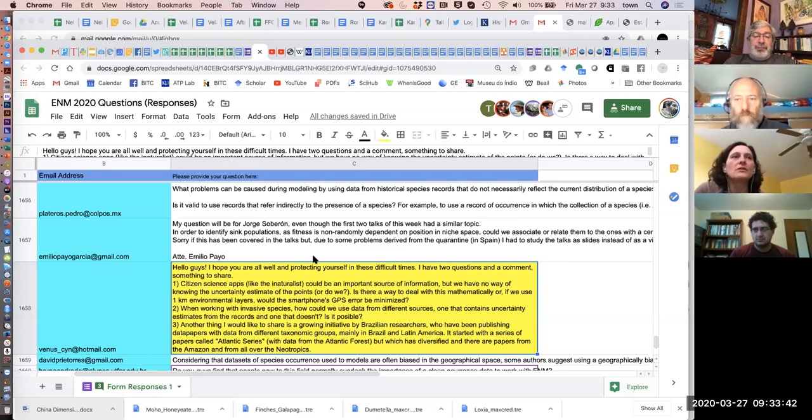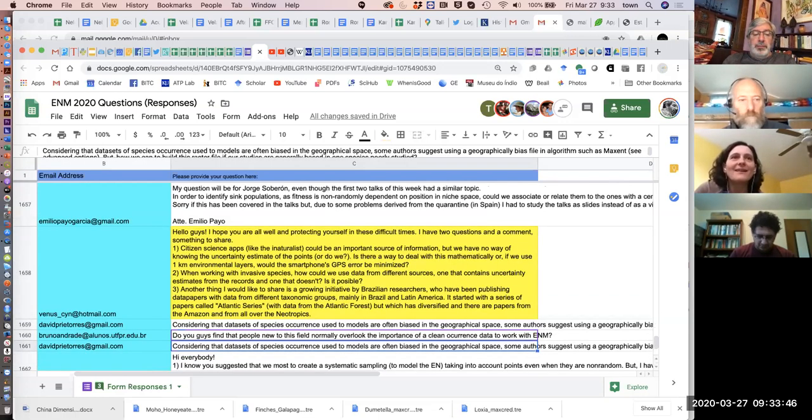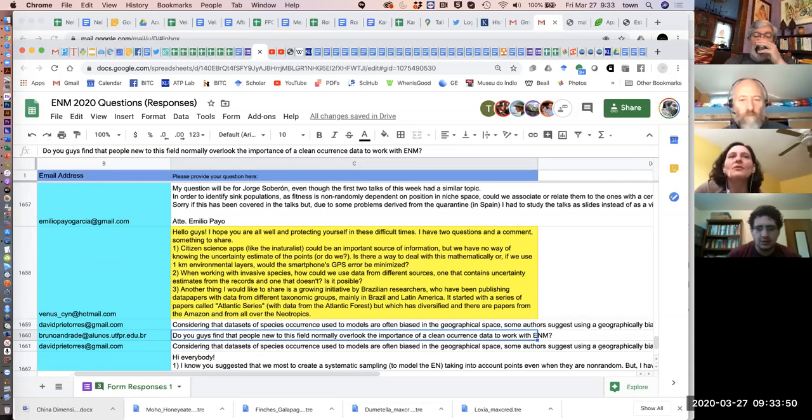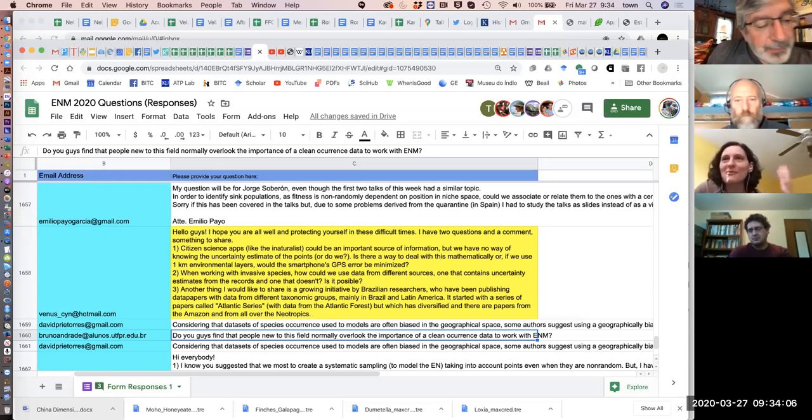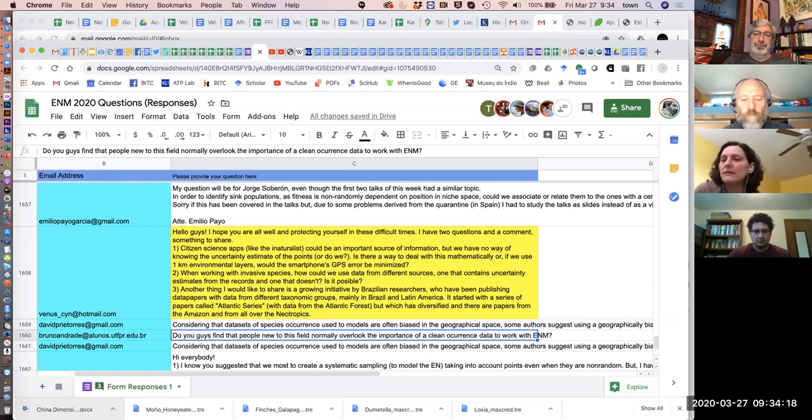Related to that, the question at line 1660 asks: do you find that people new to this field normally overlook the importance of clean occurrence data to work with in ENM? I would say it's not just new people, it's a lot of people, because we go on GBIF, download and clean data automatically. But that automatic cleaning is just: do the records have latitude and longitude? Great, I'm going to use them. But Dawn, you mentioned that you can have latitude and longitude at degree precision, so 49 degrees north and 85 degrees west, and that's it.